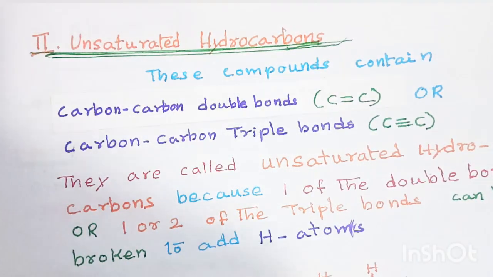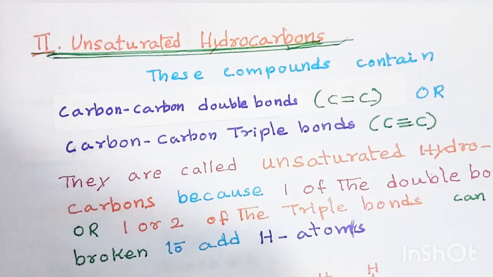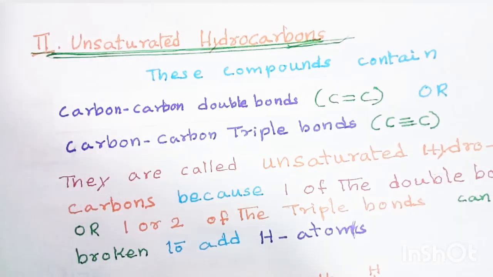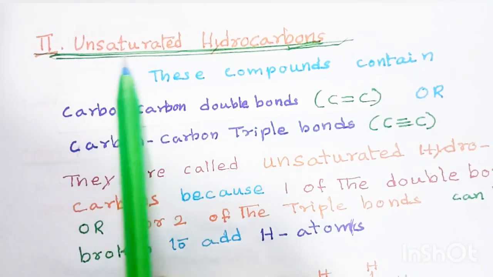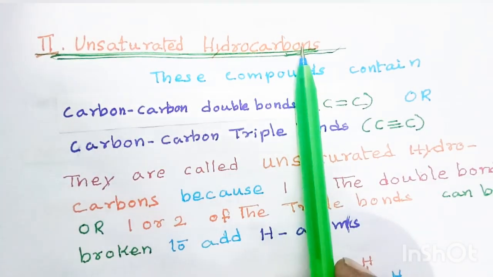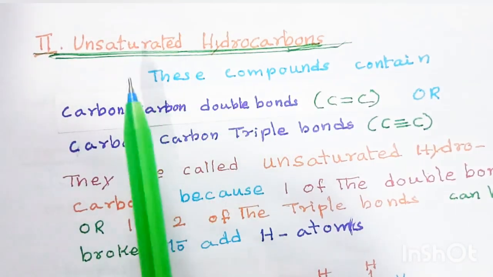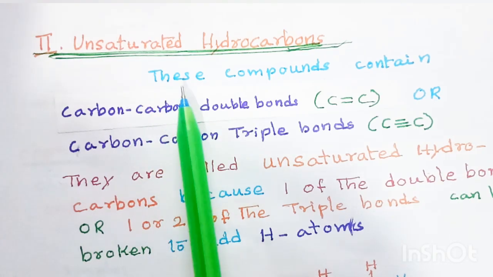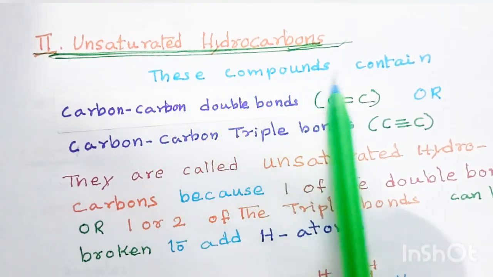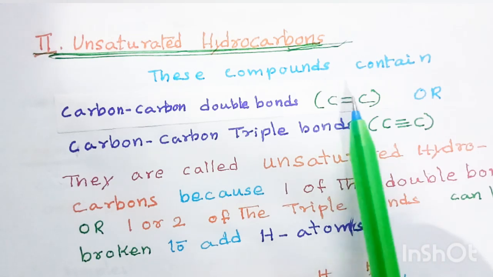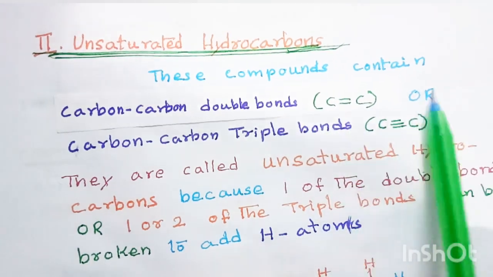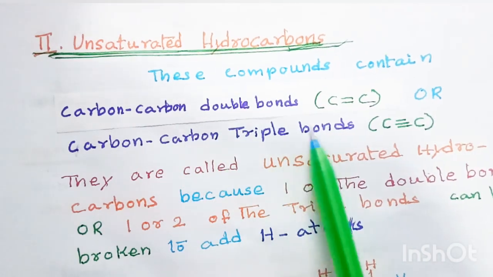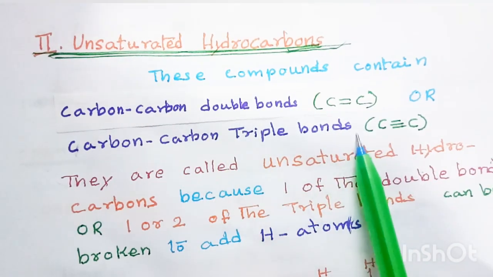In our previous lecture, we have learned about saturated hydrocarbons. Today, we are going to learn about unsaturated hydrocarbons. Unsaturated means these hydrocarbon compounds will contain carbon-carbon double bond or carbon-carbon triple bond between them.